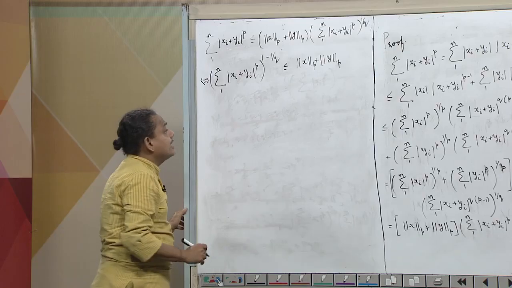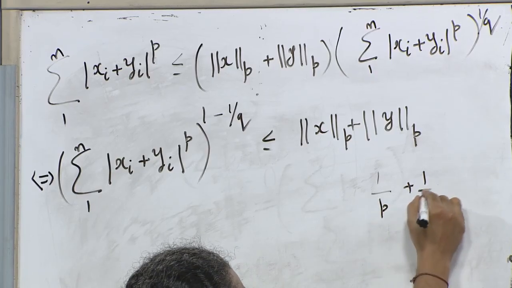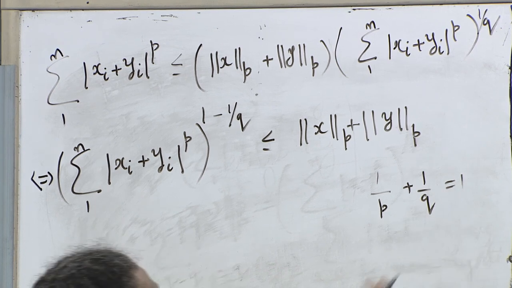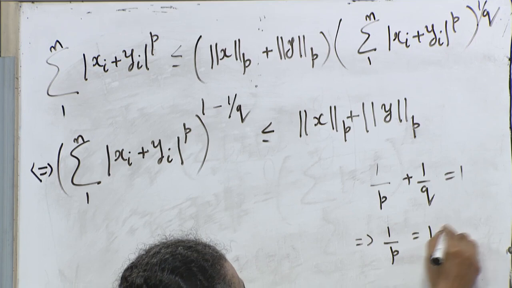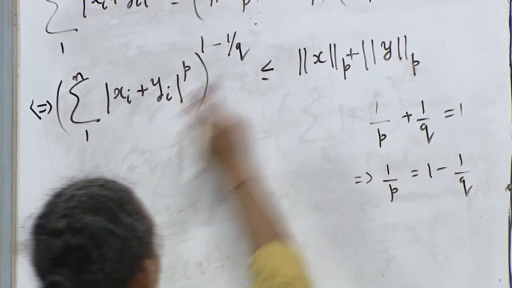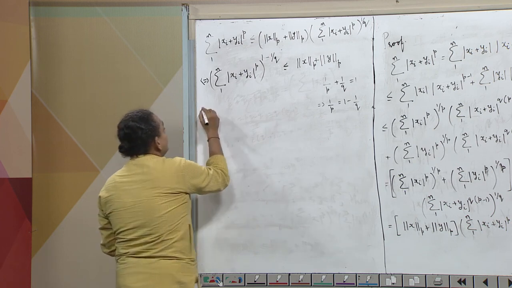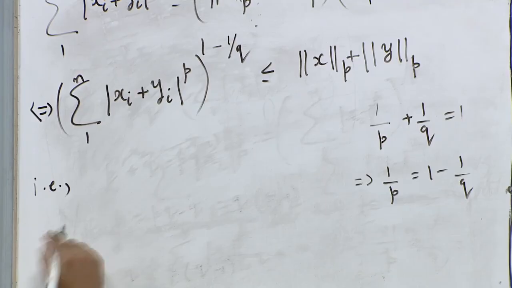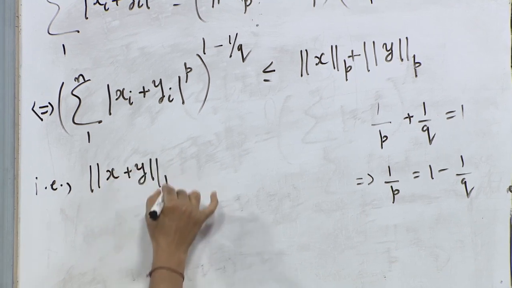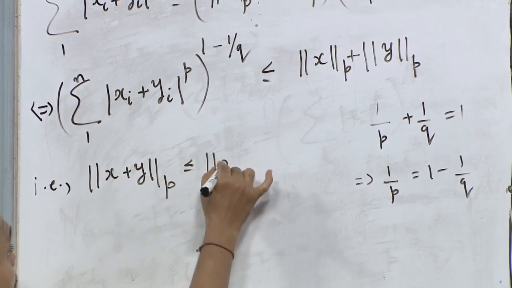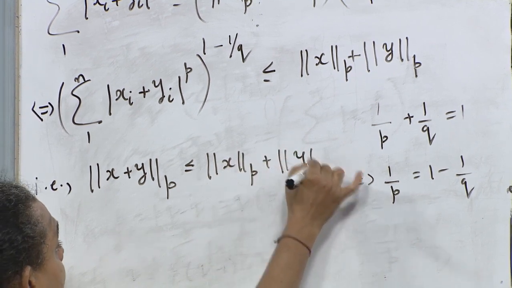right. So, now as usual what we have is 1 by p plus 1 by q is 1. So, this will give us that 1 by p is 1 minus 1 by q, and that is exactly what we have here. So, 1 minus 1 by q is going to be 1 by p. So, if I have 1 by p, then that is exactly the p norm of x plus y, which will give us less than or equal to p norm of x plus p norm of y, right.